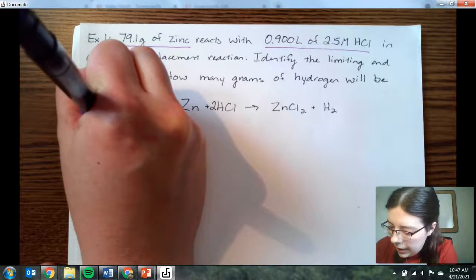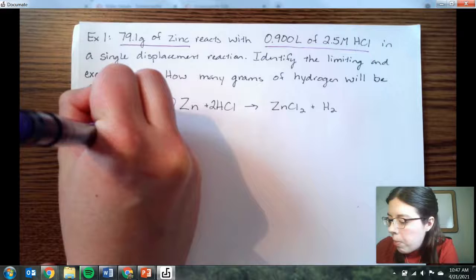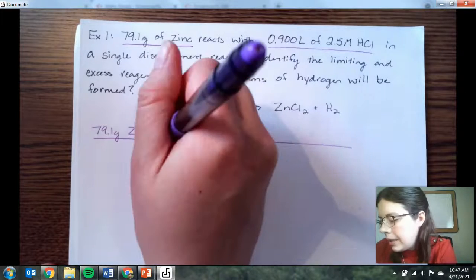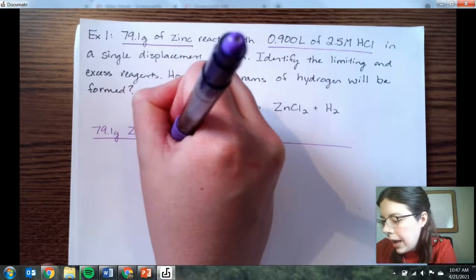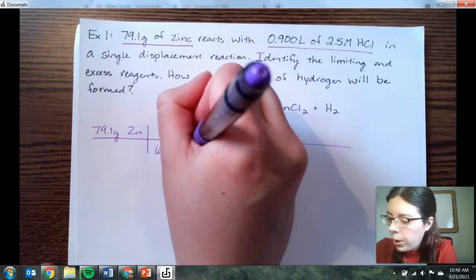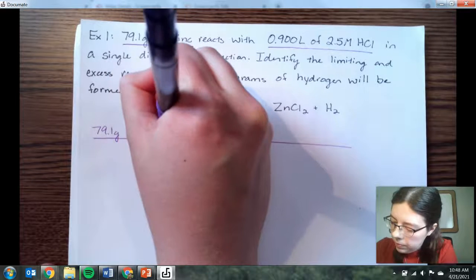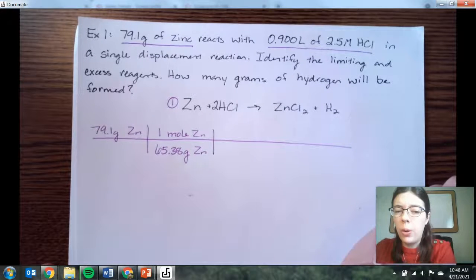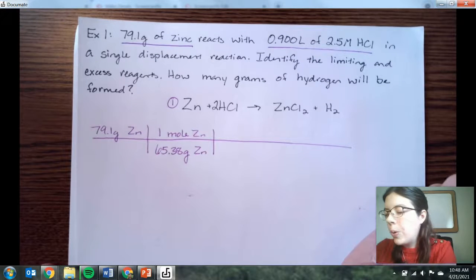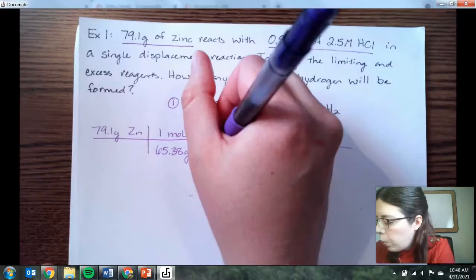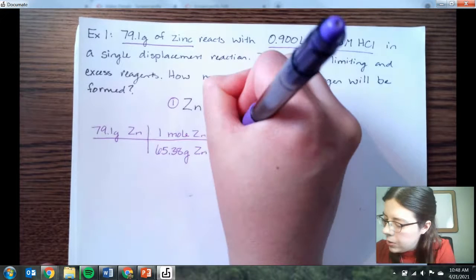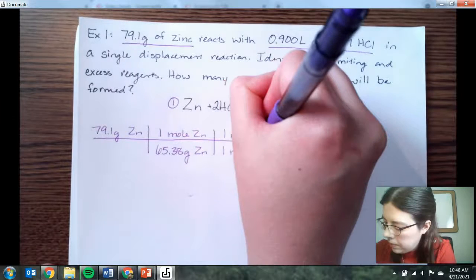So we have 79.1 grams of zinc, and I want to get that into moles of zinc. So I'm going to use the molar mass of zinc. If I look on the periodic table, it is 65.38 grams of zinc per 1 mole. The next step is I want to go ahead and use my mole ratio from my balanced chemical equation to go from moles of zinc to moles of hydrochloric acid, which in this case is a 1-to-1 ratio. Make sure you line up your values so that they cancel on the diagonal.